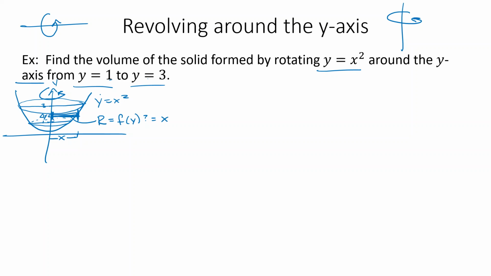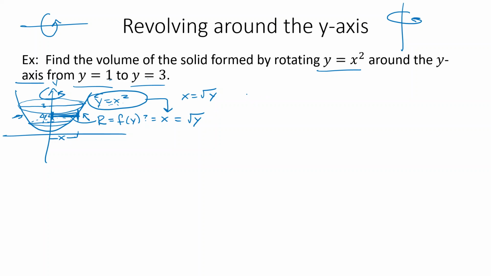The x value we're using is what we would solve for here. So if we solve this for x, we get x equals the square root of y. Technically it's plus or minus, but the minus would be over on this side, and the plus would be on this side. This is the one we're working with. So we get that.